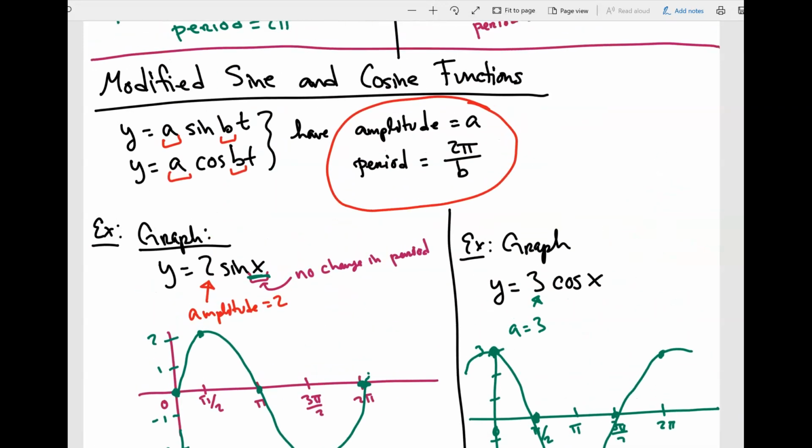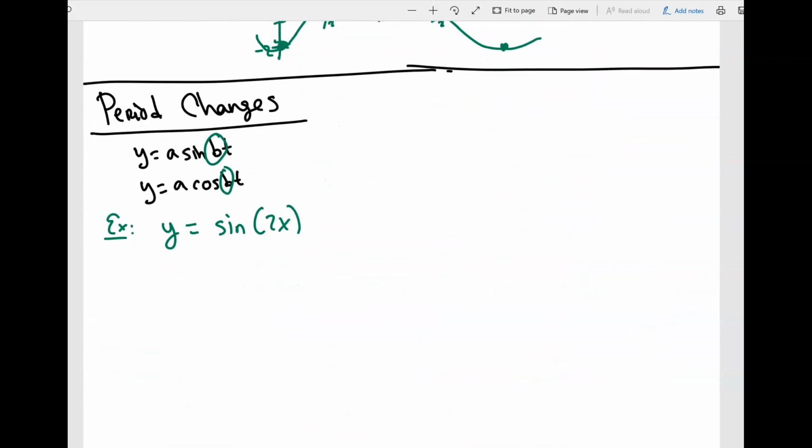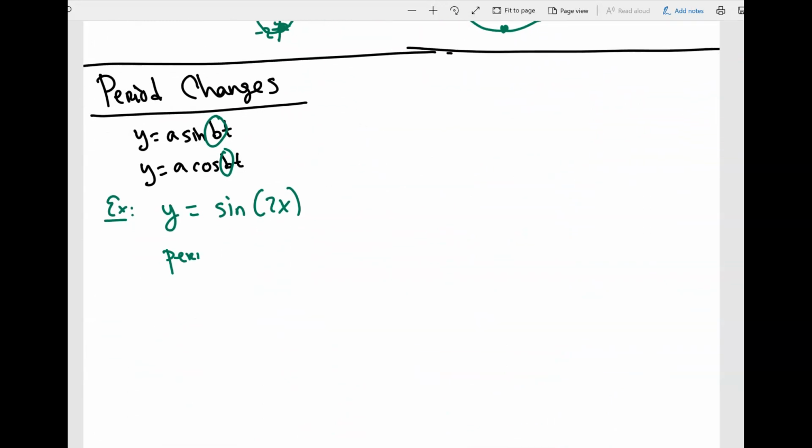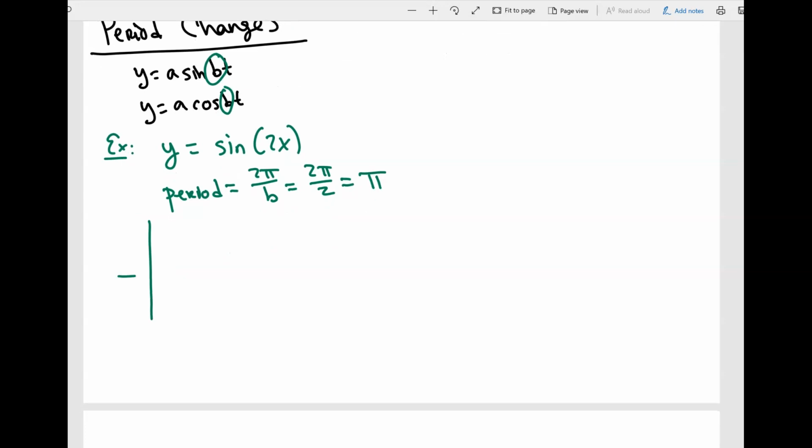Now, all we have to do to figure out the new period is take 2 pi and divide it by b. So what's going to be our new period? Our period is going to be equal to 2 pi over b. In this case, b is equal to 2, so my new period is going to be pi. That means it's going to complete one full cycle starting at 0 and ending at pi.